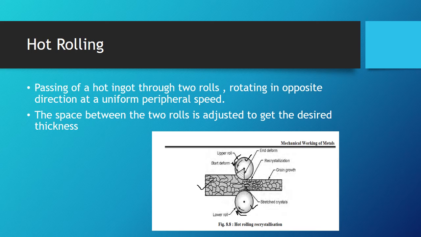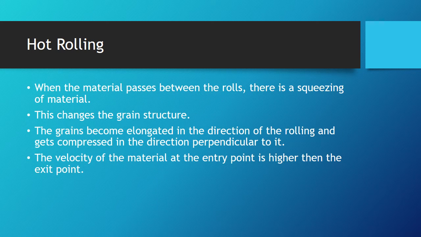One is hot rolling, in which the material to be rolled is very hot, above the recrystallization temperature, as you might have learned in the hot working and cold working process. And in the cold rolling process, the material is at room temperature.